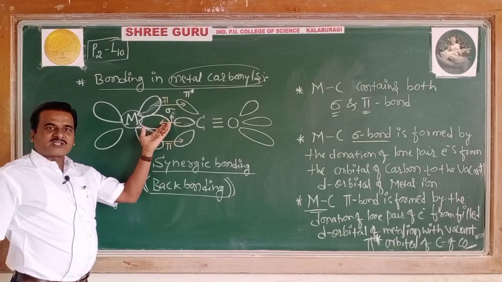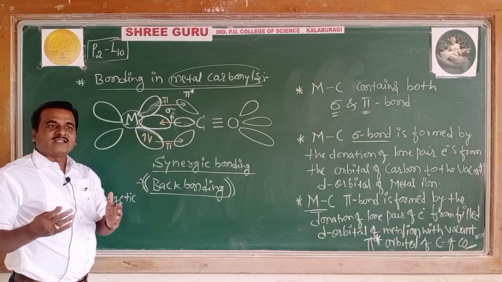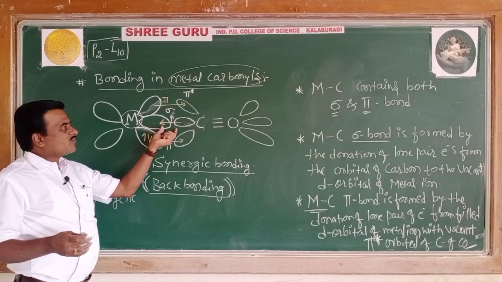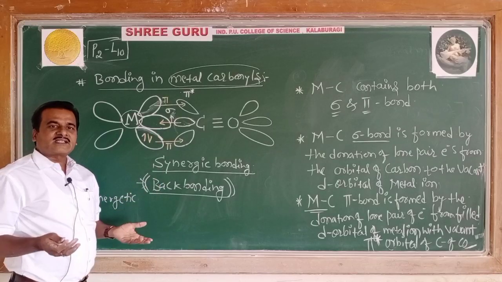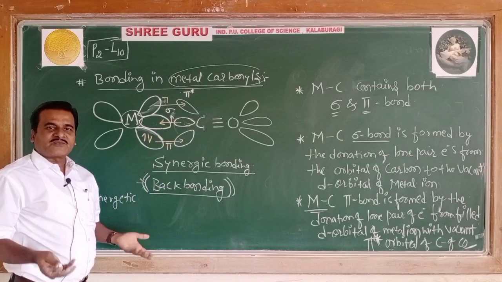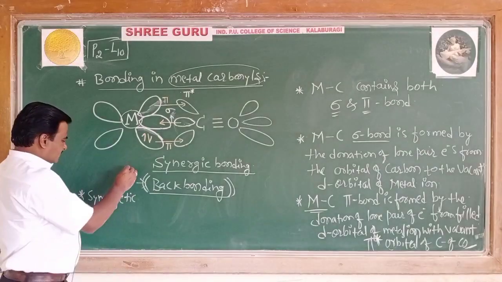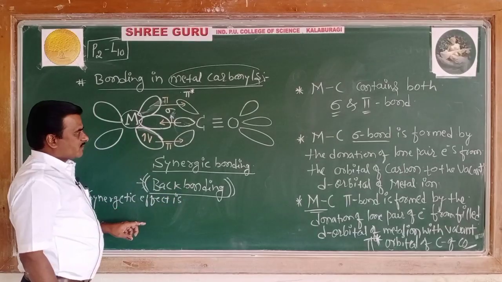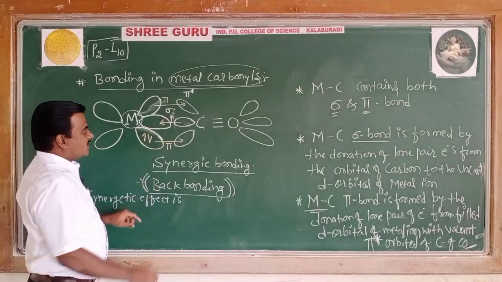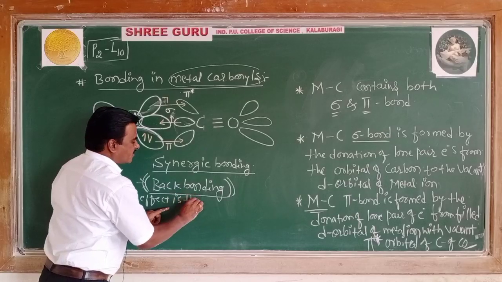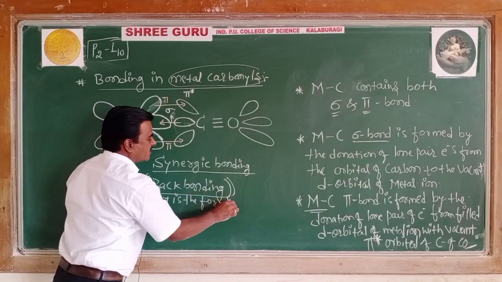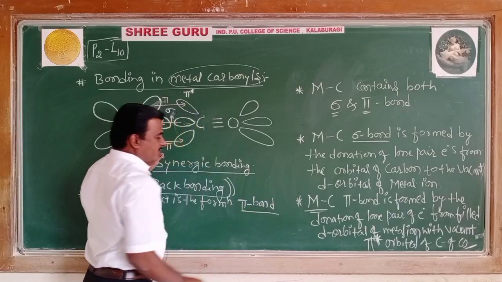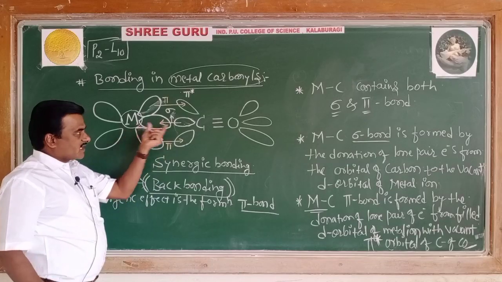Followed by the formation of sigma bond will strengthen the bonding of the sigma bonding character, and that is called synergic bond or synergic effect. What is synergic effect? Synergic effect is nothing but the formation of pi bond by the back bonding, formation of pi bond between the metal and carbon.